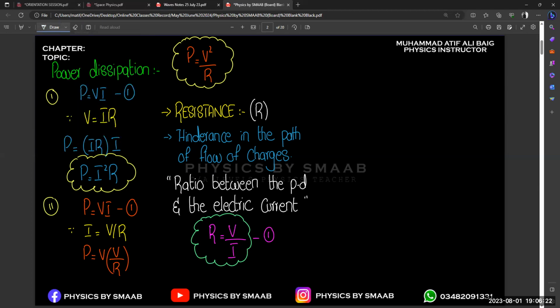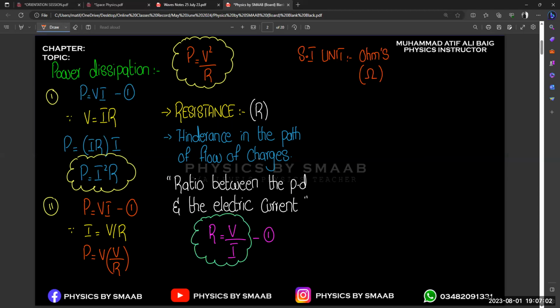And what will be the SI unit of resistance? Ohms, yes. So the SI unit for resistance is ohms, and the symbol is omega. Omega is also a paint brand. So ohm is the SI unit, and the symbol for ohm is omega, right?